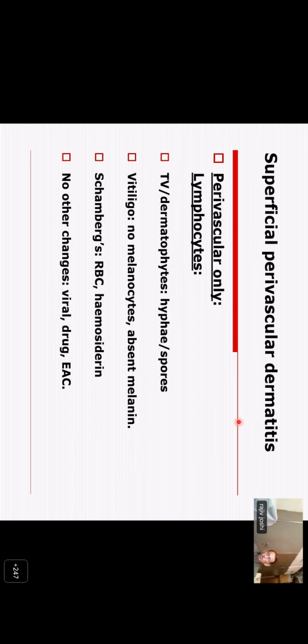So, for example, if you have superficial perivascular dermatitis, perivascular only with lymphocytes, no epidermal changes, you could think of the following conditions: pityriasis versicolor or tinea, in which case you look for hyphae and spores in the stratum corneum, and if they are present, you can make a definitive diagnosis. Vitiligo, where there are no melanocytes and there is absent melanin in the basal layer. Schamberg's disease, where you have extravasated RBCs and hemosiderin deposits, or you may have no specific changes, in which case you would start thinking of a mild morbilliform viral rash, a drug rash, or a condition called erythema annulare centrifugum. So that way you can have a smaller group of diseases which are easier to diagnose.